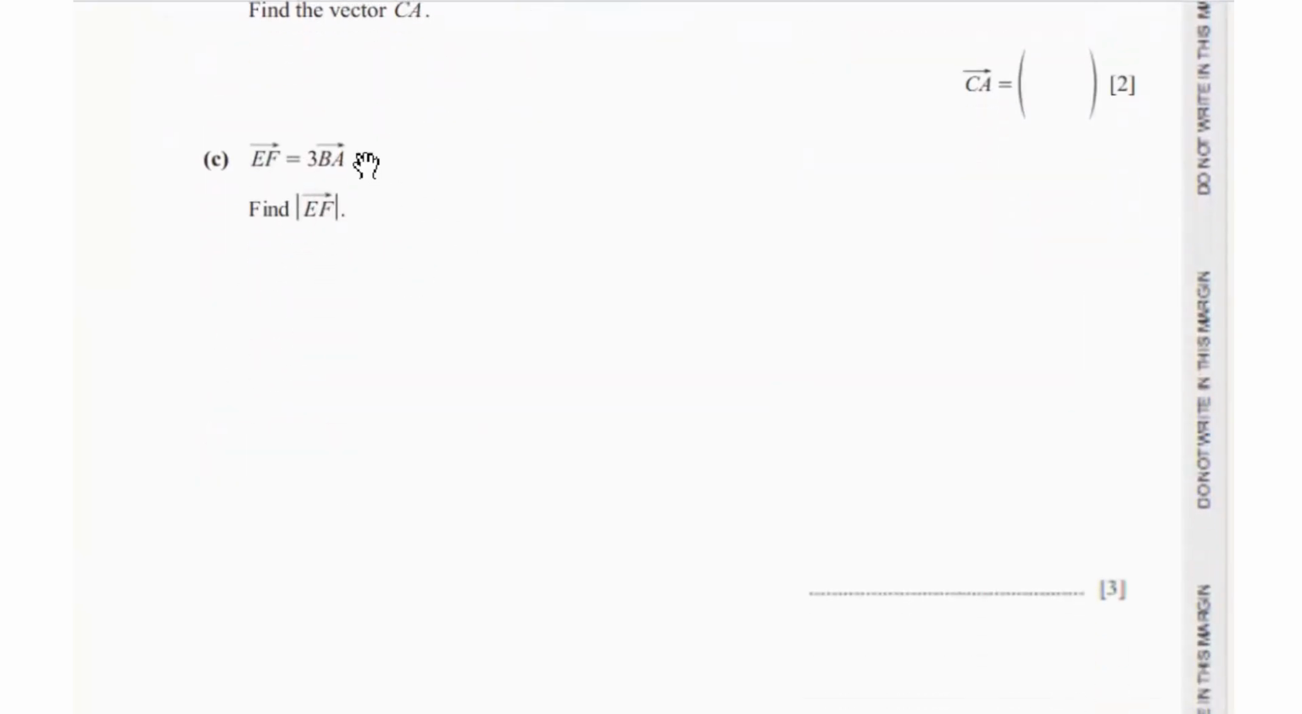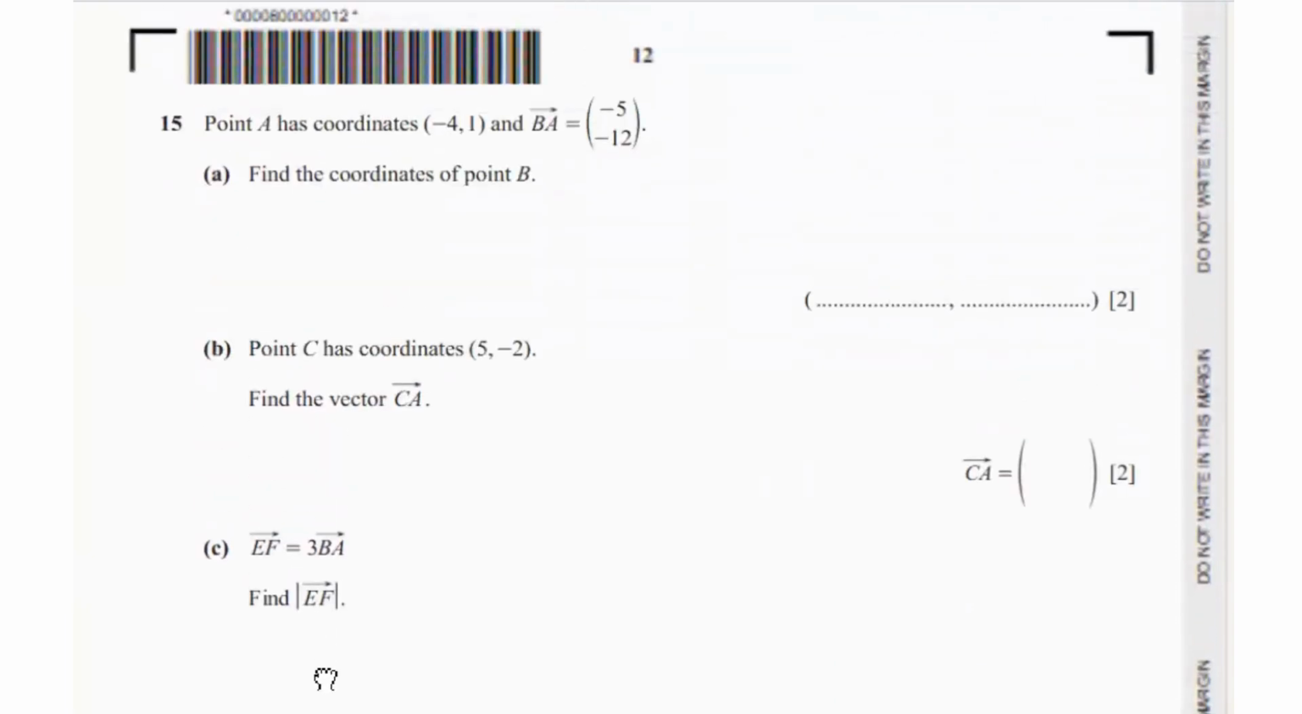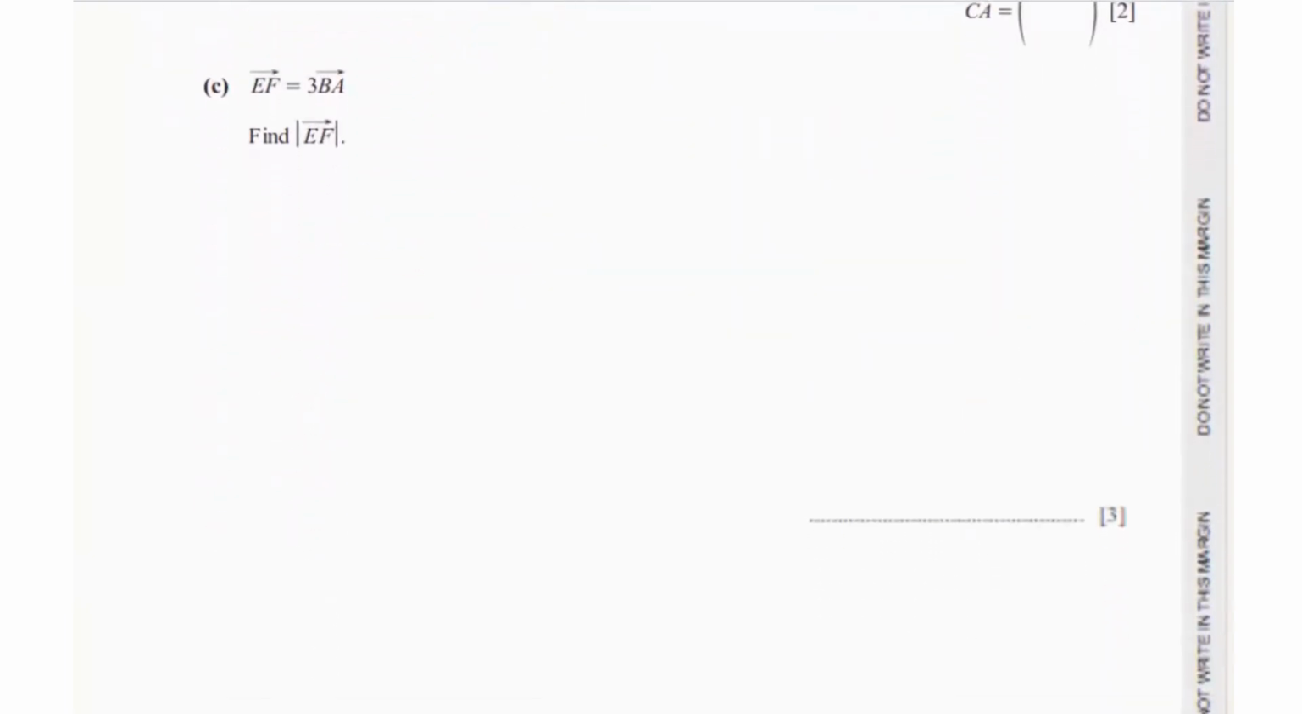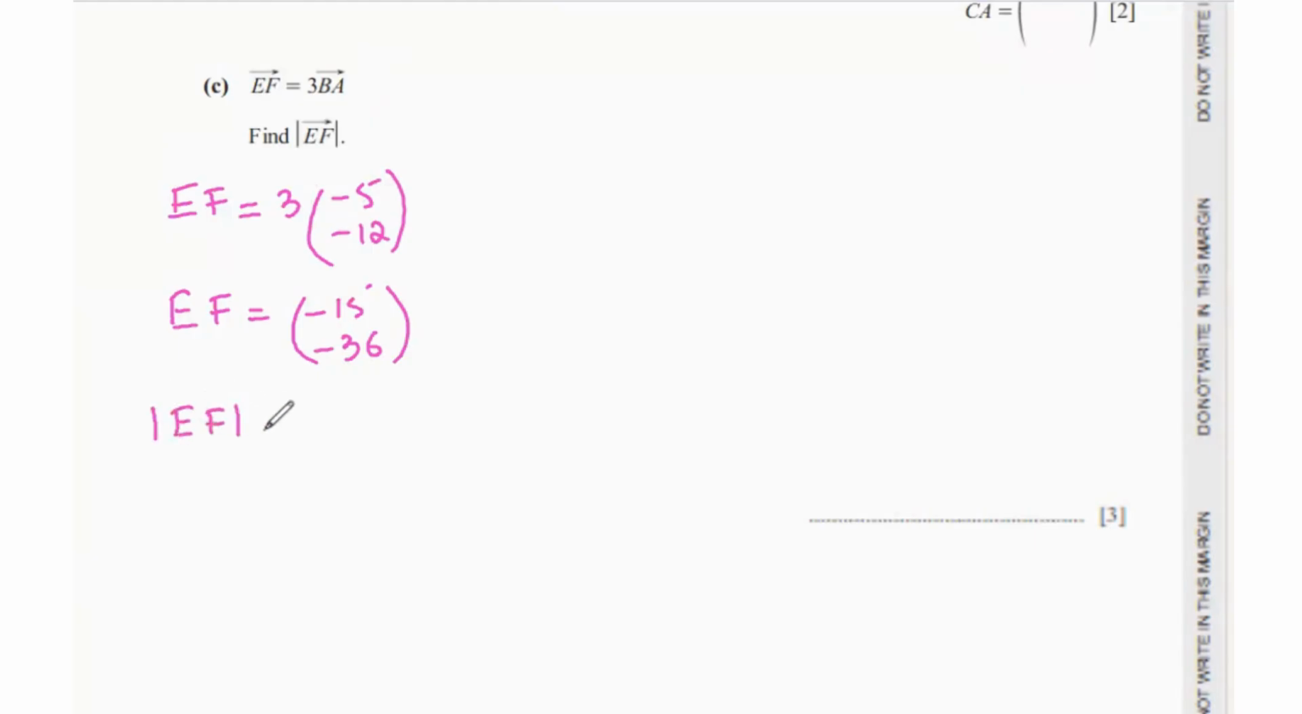Then it says EF equals 3 times BA. Find EF. So BA was negative 5 and negative 12. So EF is 3 times negative 5, negative 12. We multiply 3 with both negative 5 and negative 12. So that's negative 15 and negative 36. Now they want the magnitude of vector EF. So magnitude of vector EF is going to be square root of negative 15 squared plus negative 36 squared.